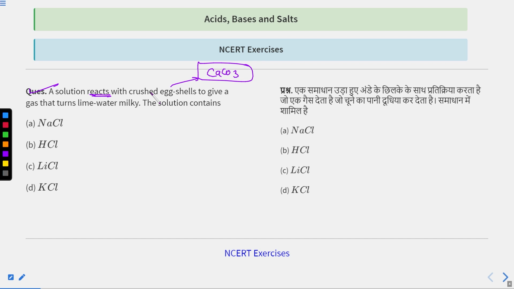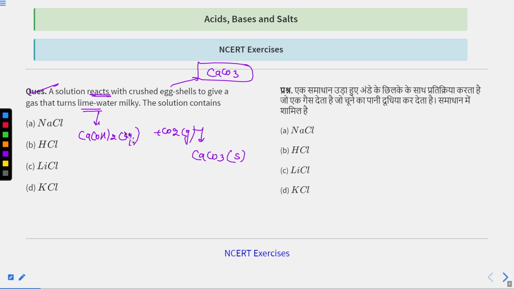The question is saying that a solution reacts with crushed eggshells to give a gas that turns lime water milky. Lime water is aqueous calcium hydroxide, and when CO2 gas is passed through this aqueous calcium hydroxide, you will get calcium carbonate.